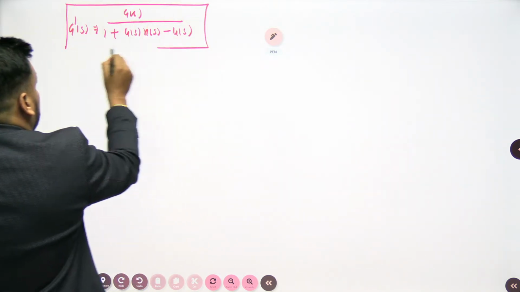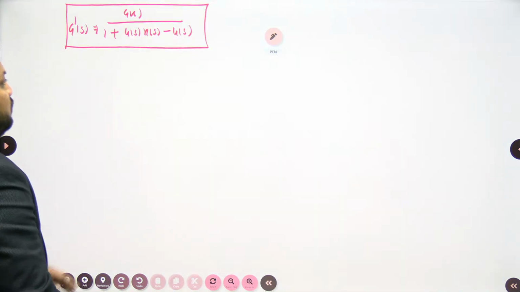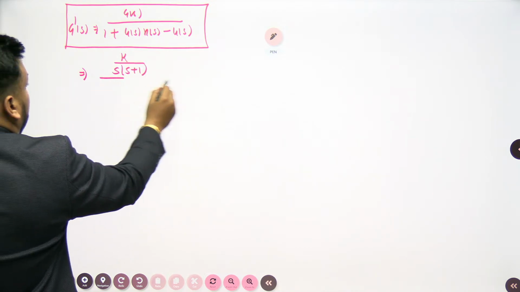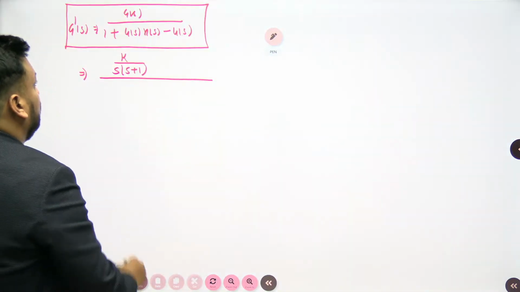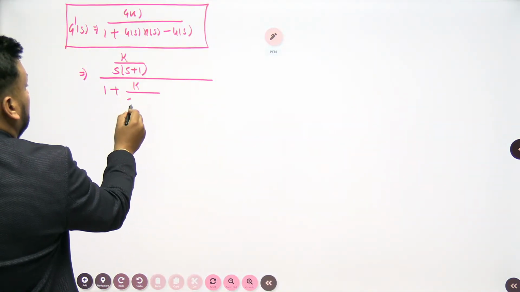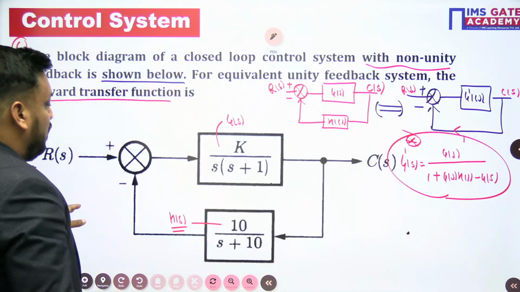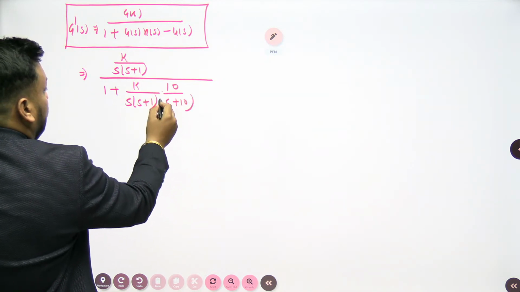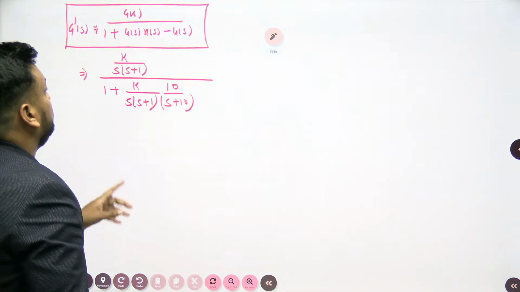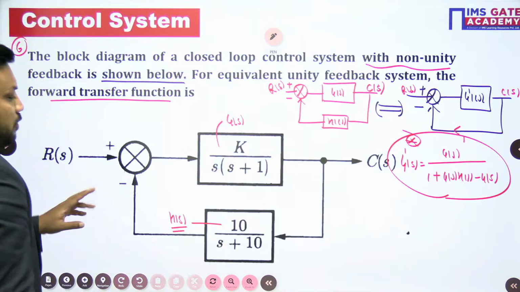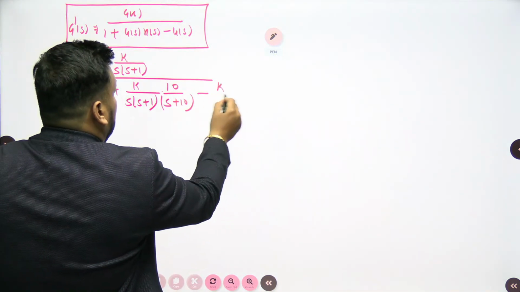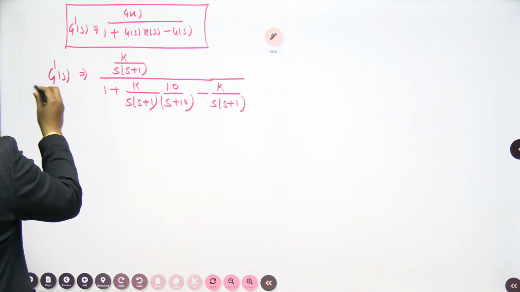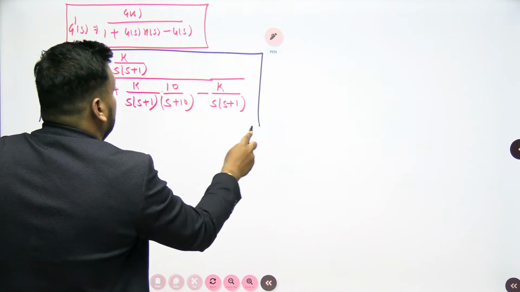And do you know what the G of s value and H of s value are here? What is G of s? K upon s into s plus 1. So I am just putting the values: K upon s into s plus 1, upon 1 plus again K upon s into s plus 1, times 10 upon s plus 10, and minus G of s, meaning K upon s into s plus 1. Yeah. So now this is your G dash s value, guys.